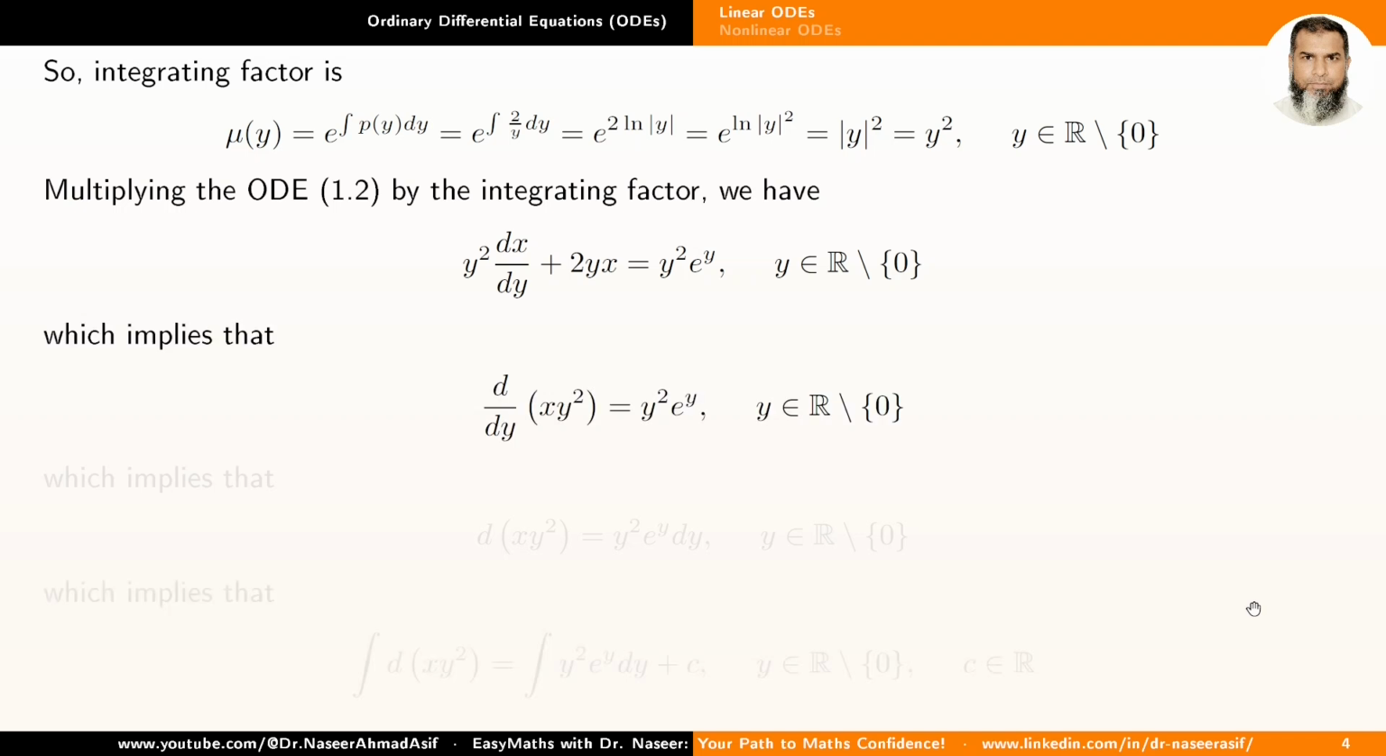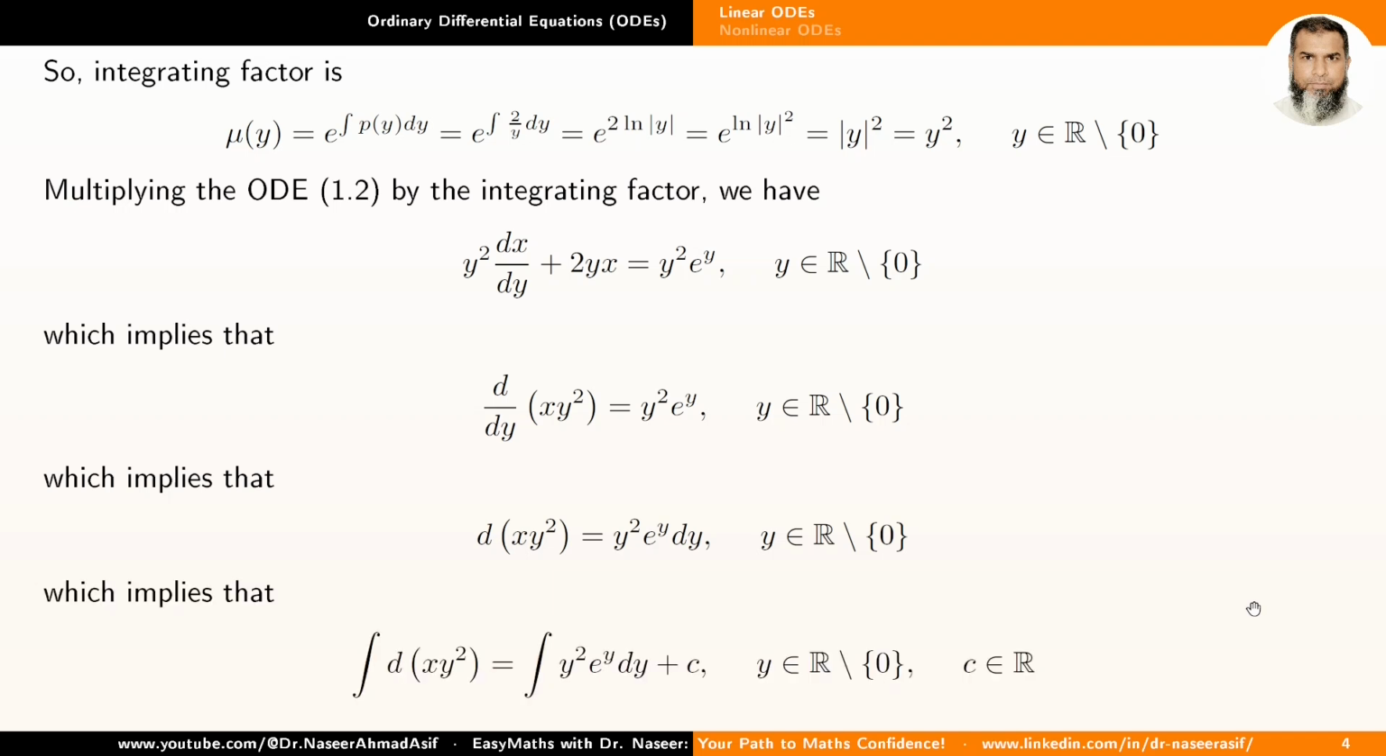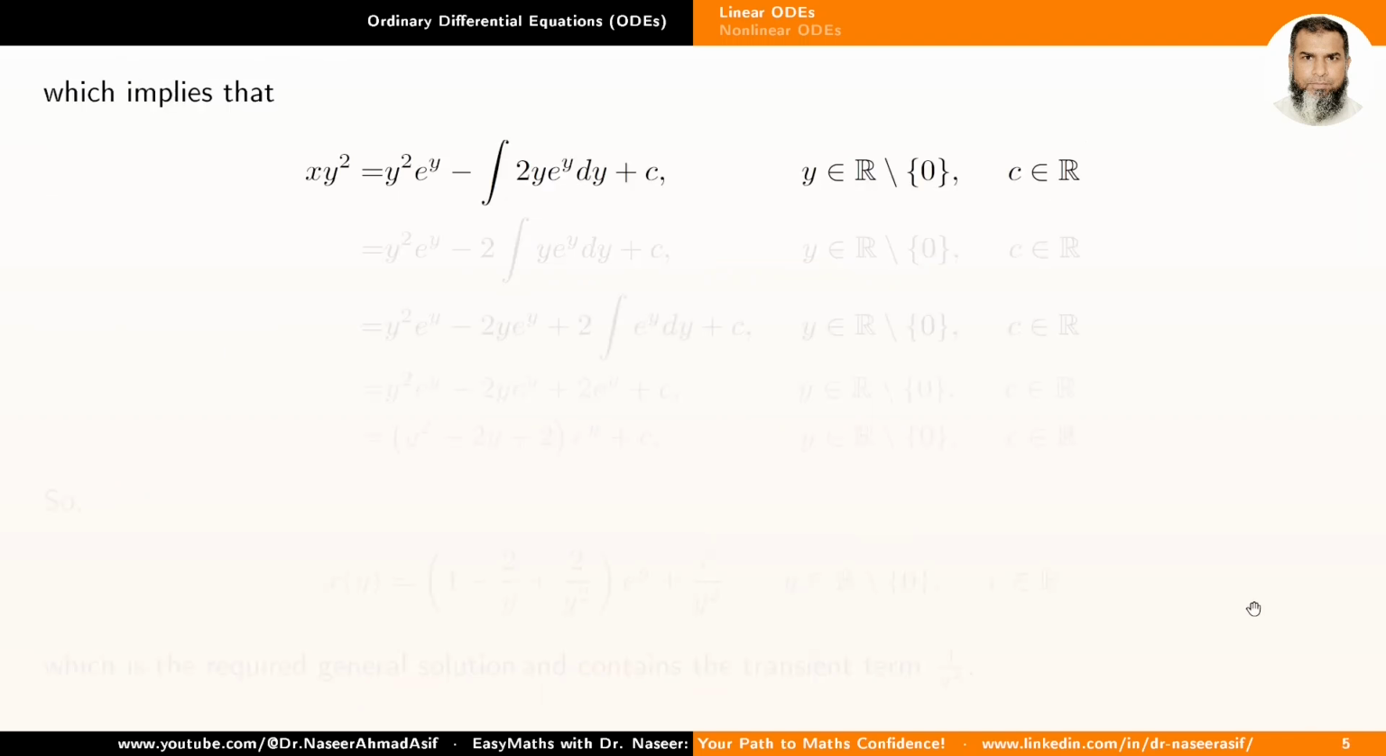Well, this can be expressed as d by dy of x y square is equal to y square exponential of y, where y belongs to R other than 0. So we have d of x y square is equal to y square exponential of y dy, where y belongs to R other than 0. Taking integral, we have integral of d of x y square is equal to integral of y square exponential y dy plus c, where y belongs to R other than 0 and c is the arbitrary constant. So x y square is equal to y square exponential y minus integral of 2y exponential y dy plus c, where y belongs to R other than 0 and c is the arbitrary constant.